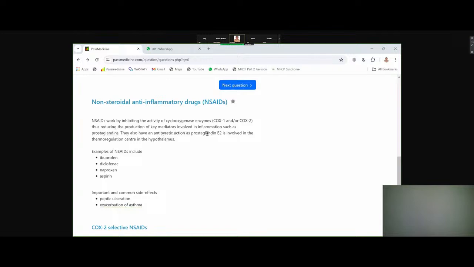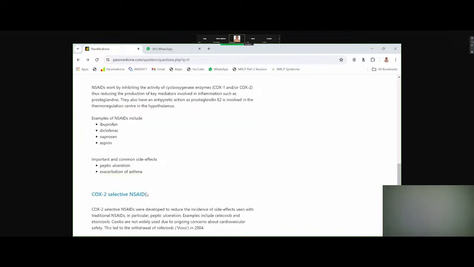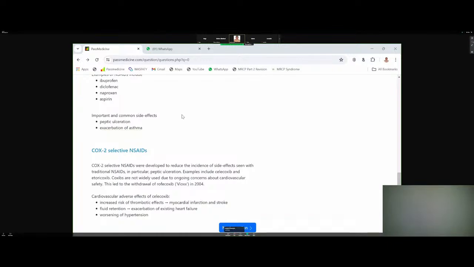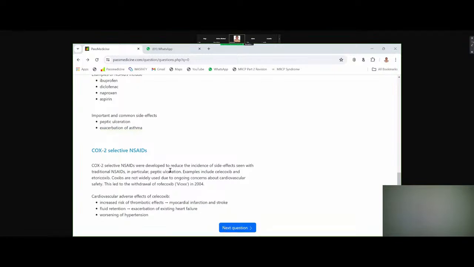Production of key mediators involved in inflammation, such as prostaglandins. So there will be a decreased number of prostaglandins. And examples of NSAIDs include, we know the examples, and important and common side effects: peptic ulceration, exacerbation of asthma, and COX-2 selective NSAIDs. COX-2 selective agents were developed to reduce the incidence of side effects seen with traditional NSAIDs, in particular peptic ulcer.